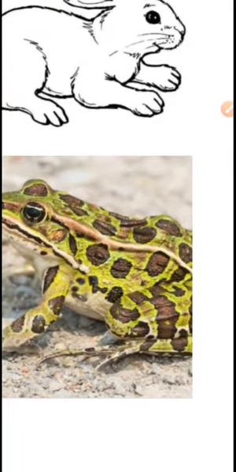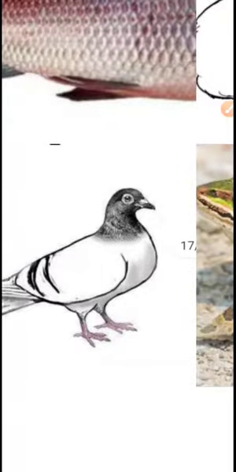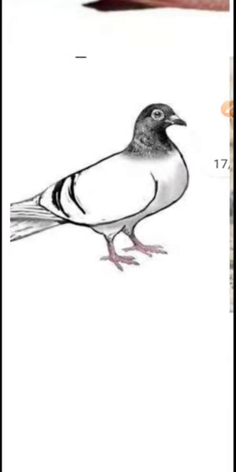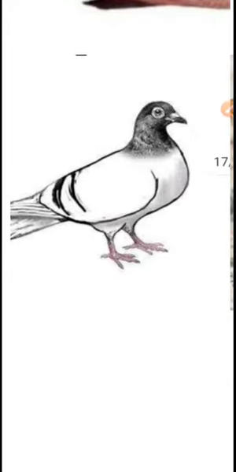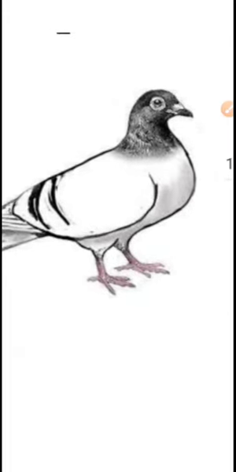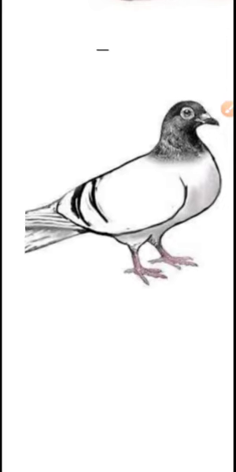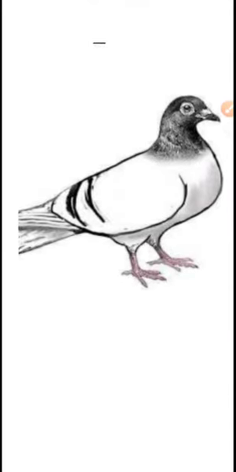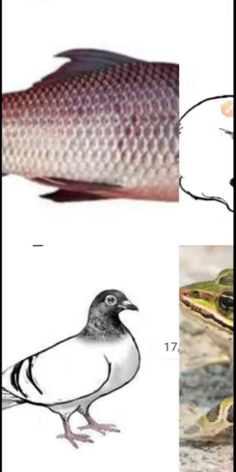And adaptation, undergoes a summer sleep or winter sleep. Then pigeon. Identifying character, presence of feathers, presence of beak, short beak, and adaptation, forelimb is modified into wings, or presence of pneumatic bones. Economic importance, used as food.